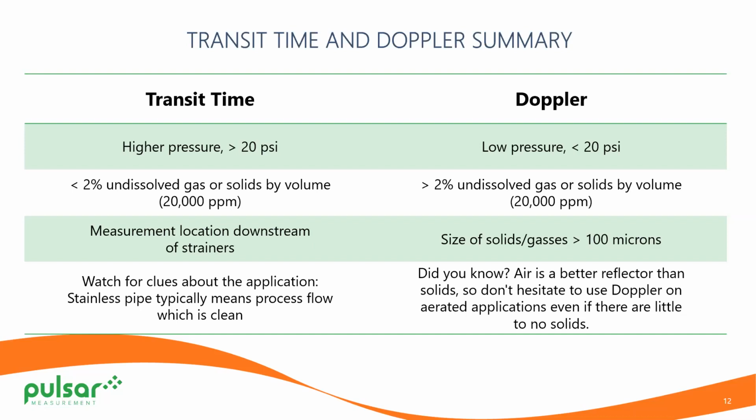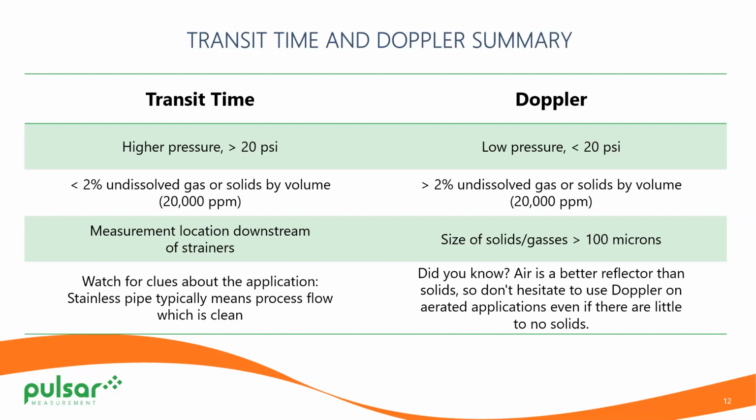what we want to see with a Doppler meter. And a little tip, one of our engineers added, was watch for clues about the application. For example, stainless pipe generally means that it's probably a clean process flow. Also, air is a better reflector than solids. So don't hesitate to use it where you have aerated applications, even if there are little or no solids. You just put it in perspective.